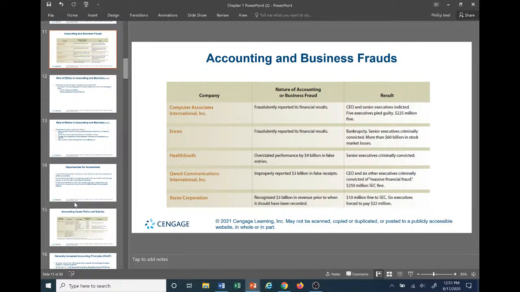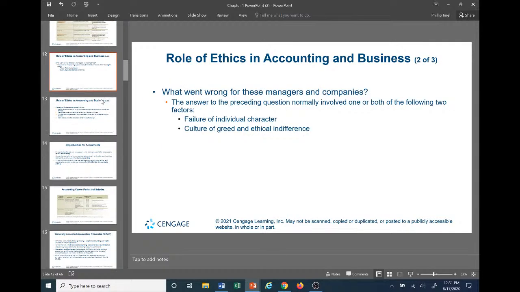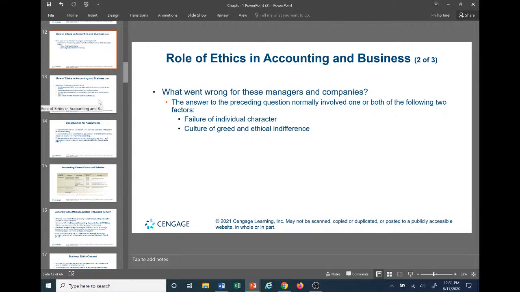Last one here, we'll look at HealthSouth. They overstated performance by $4 billion in false entries, and it eventually led to the senior executives being criminally convicted. So as you can see, ethics is very important. Not only can it ruin your life, it can ruin a lot of other individuals' lives, and it can make a company cease to exist by going belly up or bankrupt, as was the case with Enron. Long story short, you might get ahead in the short run, but in the long run it will catch up with you, and it will not be worth it.